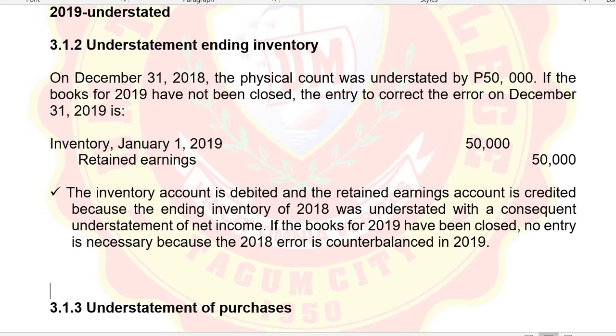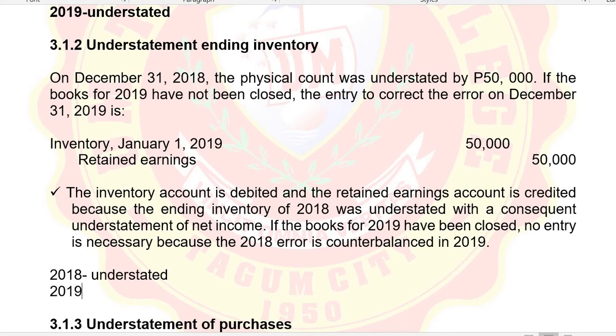So, if the books have been closed for 2019, no entry is necessary because the error in 2018 is counterbalanced in 2019. So, again, as a result of the error, your 2018 net income is understated. Okay? So, ano mangyari sa 2019 mo? If yung error is not detected and is not corrected, and the books have been closed.